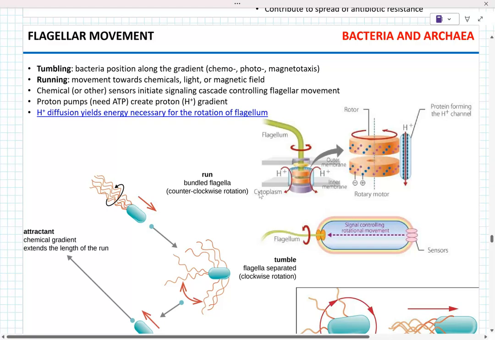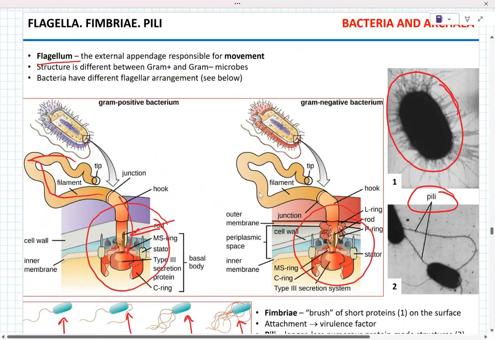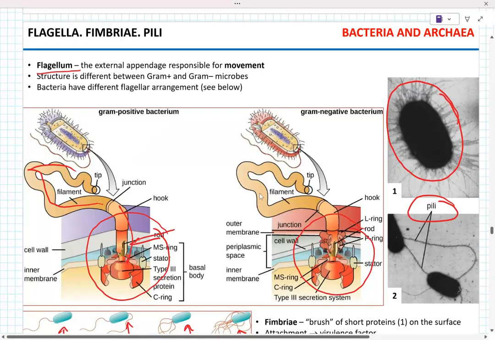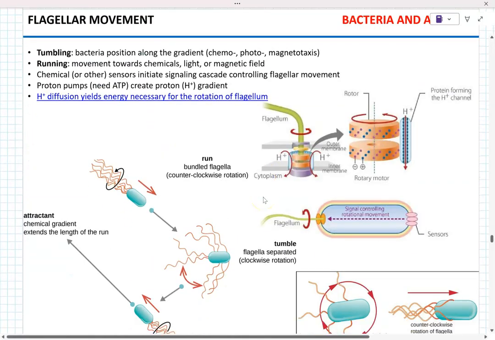Now, go ahead. Are the fimbriae and the pili, are those types of flagella? No, that's a good question. No. Those are three absolutely independent, structurally different appendages. Flagella move, fimbriae adhere, pili adhere or exchange genes.